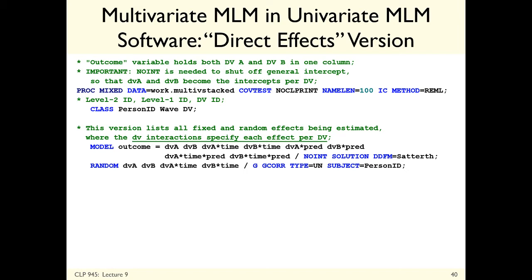On the random line, same idea. What do we typically write first after random? Intercept, right? That's not here. Instead, I've got my two intercepts, one for A and one for B. And I've got my two random slopes, one for A and one for B. Type equals UN. That allows all possible covariances between these things. So I directly get the model estimate of the covariances between the two intercepts, between the two slopes, intercept-slope and slope-intercept.